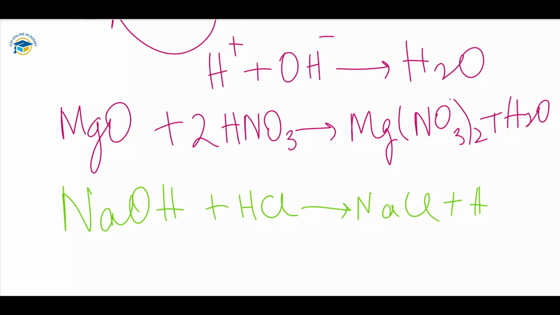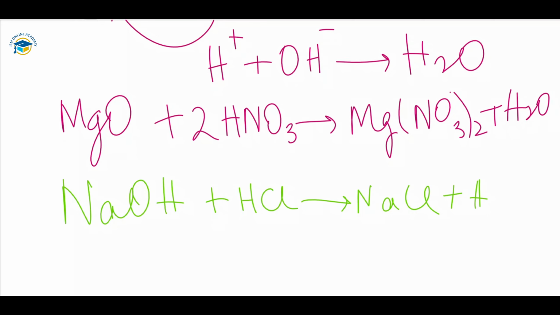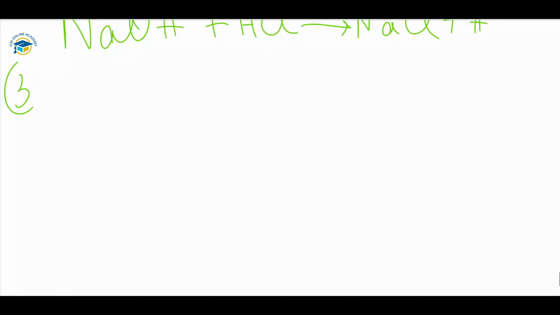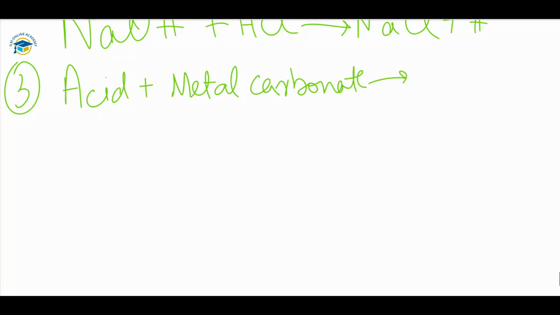Next we'll talk about the third type, the reaction of the acid with the carbonates. The third one is the reaction of the acid plus metal carbonate. And then we have water plus salt plus the third product, that is carbon dioxide, which is also liberated here in case of the reaction with the acid and the metal carbonate. Effervescence is produced in this, so you can easily check whether carbon dioxide is released or not.